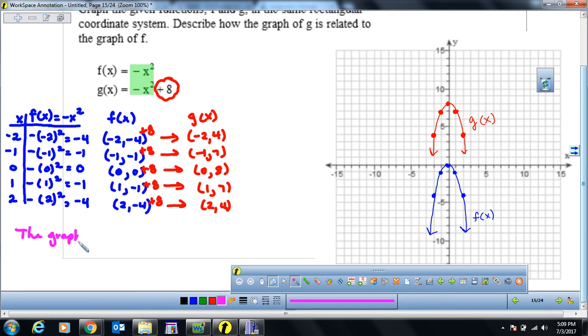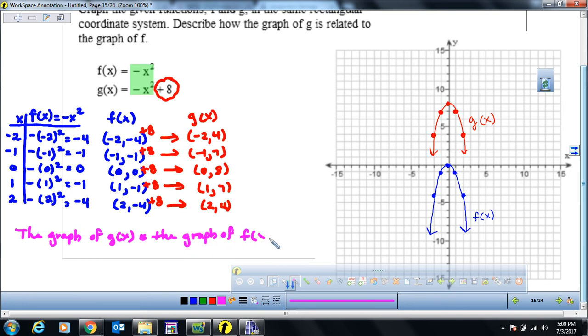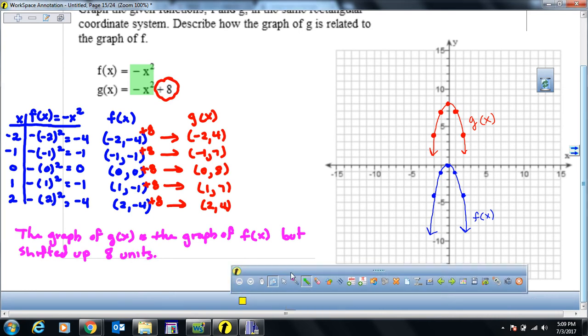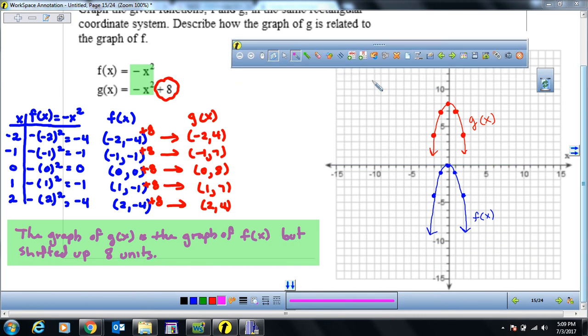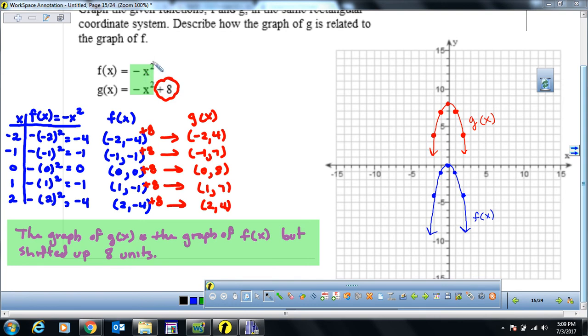The graph of g of x is the graph of f of x, but shifted up 8 units, or shifted 8 units up. And this is basically the description that we need for that again. Now, keep in mind that anytime I have a function with x squared, it's going to have the shape of a U. Okay.